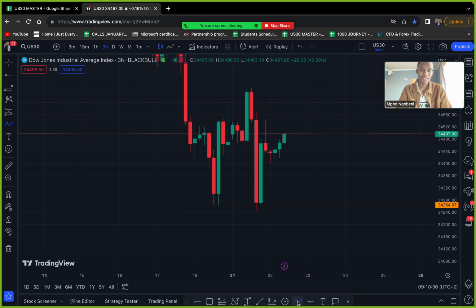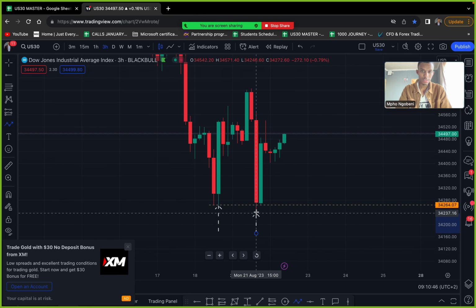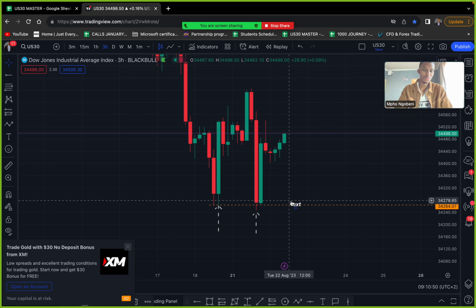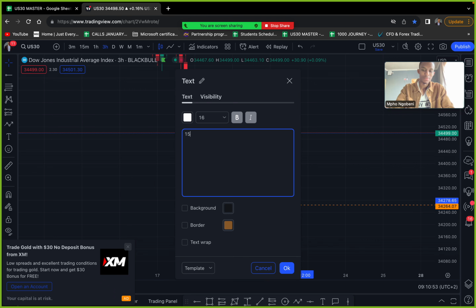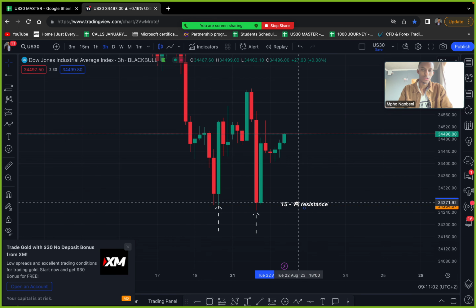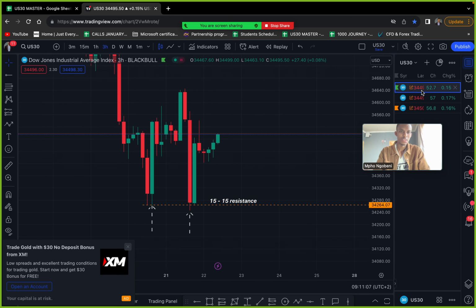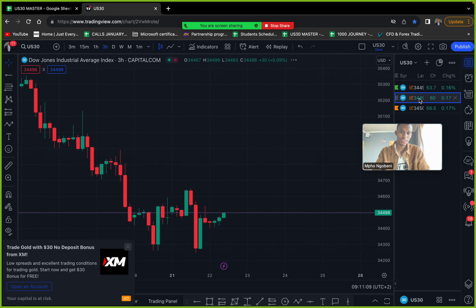The reason I call it a 3 and 3 formation is because if you check the time there, it's 3 o'clock, and if you check the time there, it's 3 o'clock. People who know about the 15-15 resistance, I don't know if you've been attending my sessions, this is called the 15-15 resistance. So yeah, that's the 15-15 resistance. I think I sent a signal using this chart, if I'm correct.